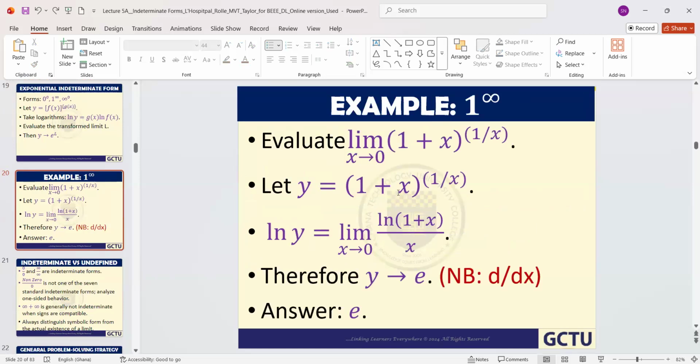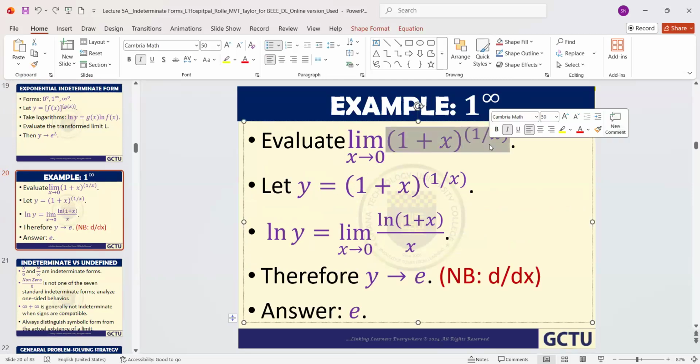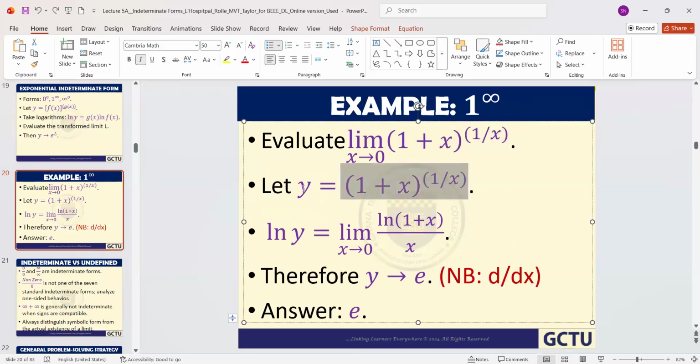There's an example here. I didn't expand the example, but you can take a look. Now, this was the limit function. So according to the standard, we let y be equal to that equation. Now, if I take natural log of y, I'll get natural log of y here. And if I take natural log of this, I'm going to get ln of 1 plus x all over x.